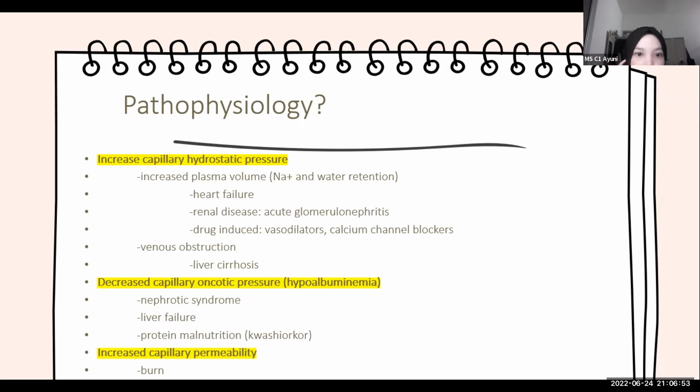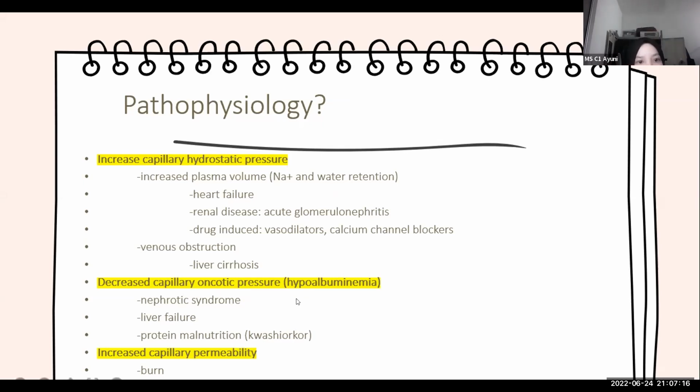And for renal disease, for example acute glomerulonephritis, it is similar, but what's different is that in AGN there is destruction of the glomerular capillaries, which causes decreased filtration of sodium and water, which is why there is an increased plasma volume causing edema.